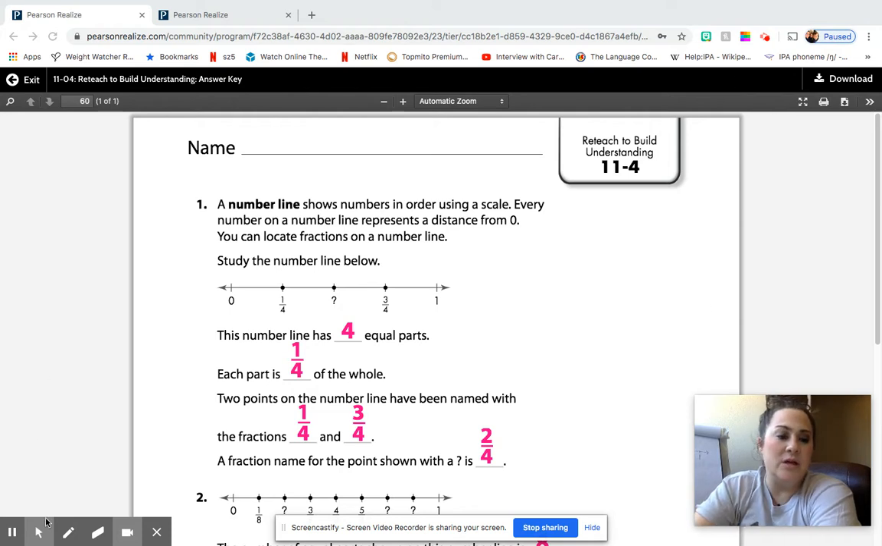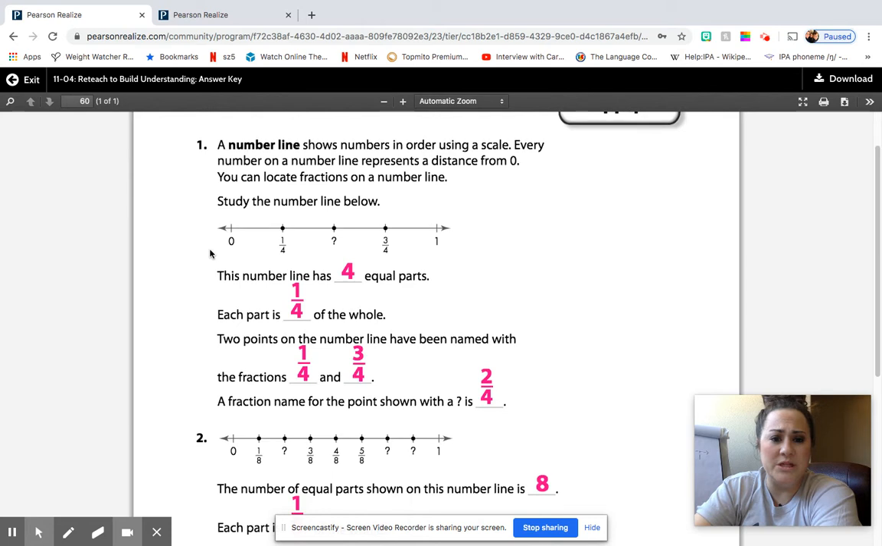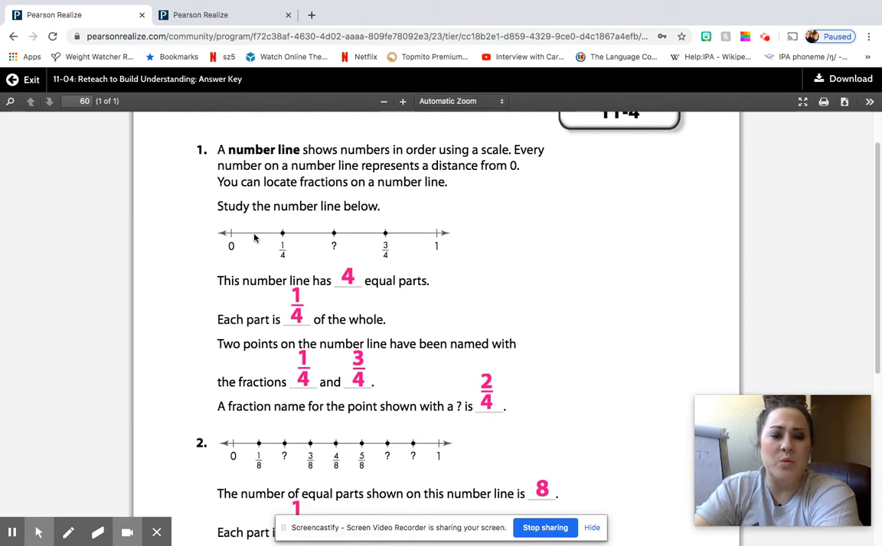So if we look over here, this is just going to be a quick reteach. We can see that our number line is divided into 1, 2, 3, 4 equal parts. And so the number line is divided into fourths, one being the whole. Each part is 1/4 of the whole. We have one missing place right here.